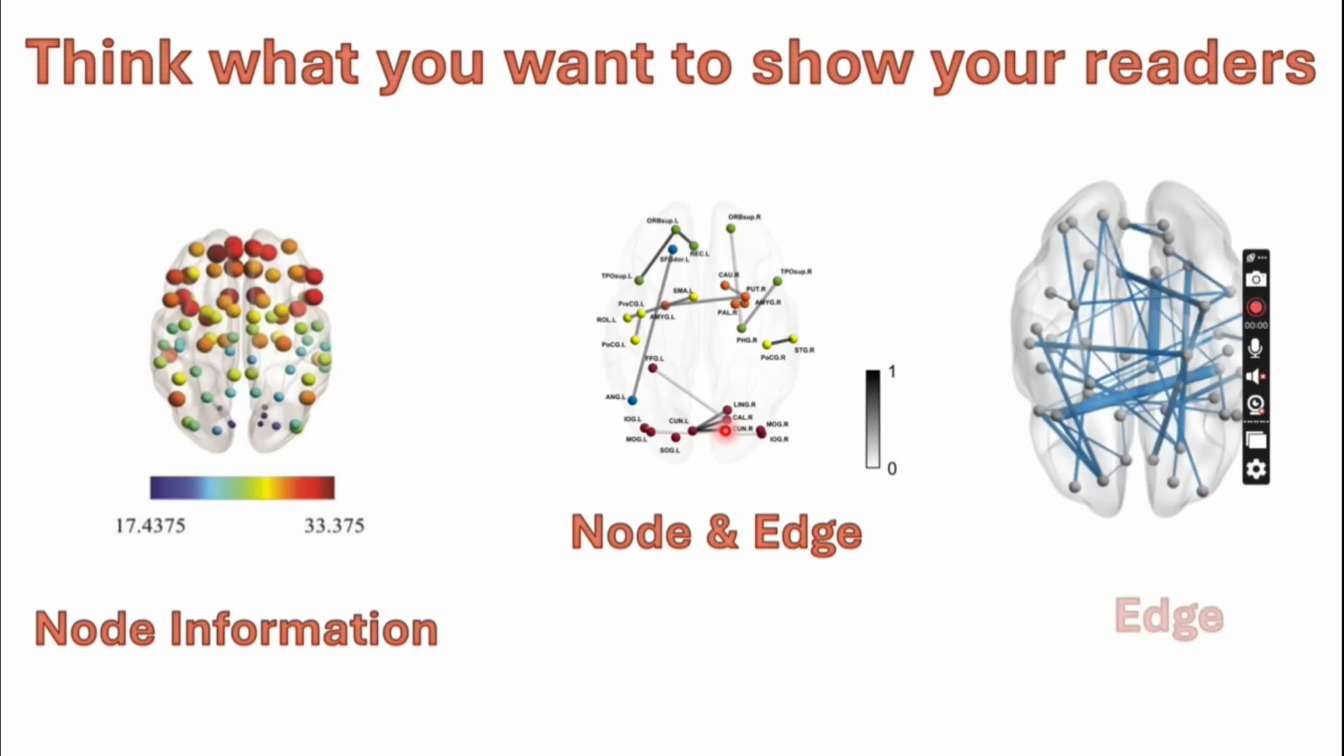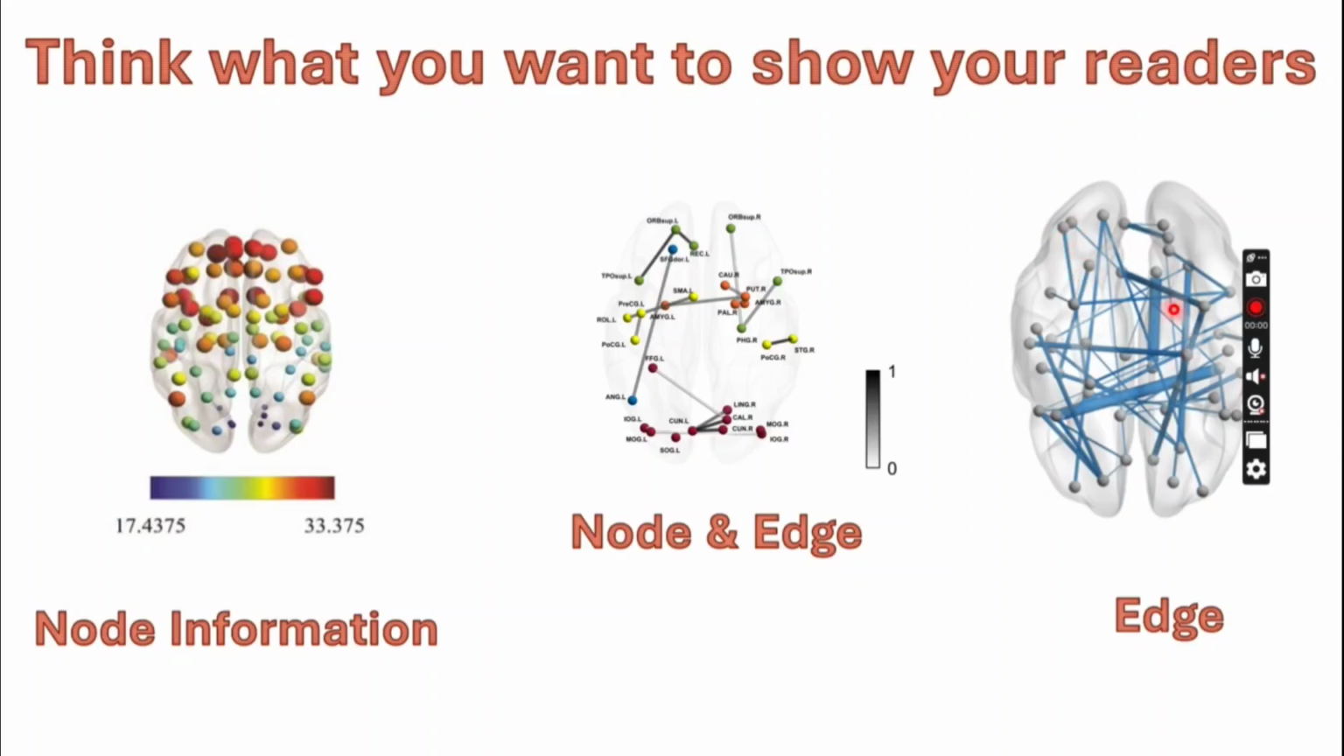And the last option is that you are only representing your edges. Here, nodes have no color, no size. This means this figure is only representing edge information. You can see each has a different weight. Some edges are thick, some are thin. It means the edges have different weights. So here we are showing only edge information. We have neglected our nodal information.